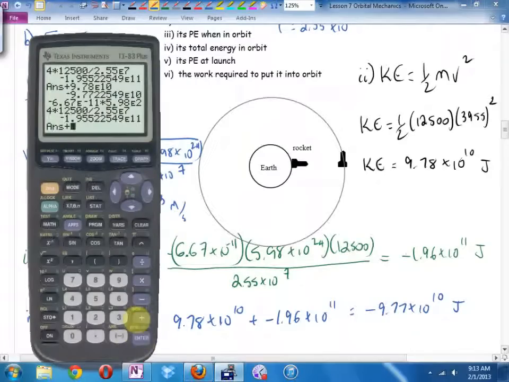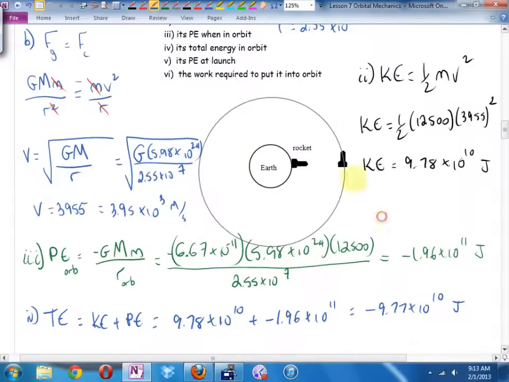I'm going to do that with a little more accuracy. I seem to recall that this was actually 9.776 times 10 to the 10th. Yeah, you know what? It's not negative 9.77. If I go a little more accurate, it's actually negative 9.78.